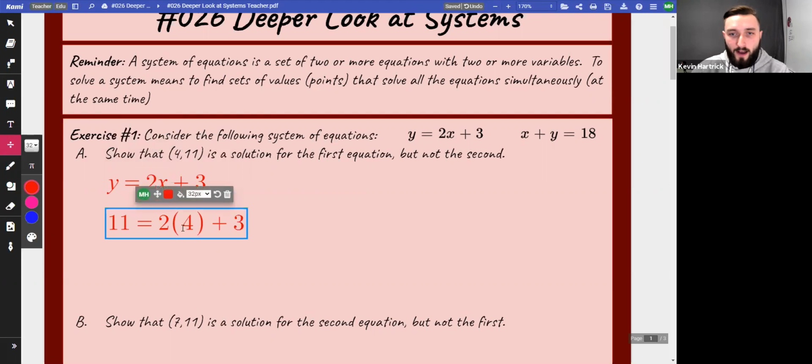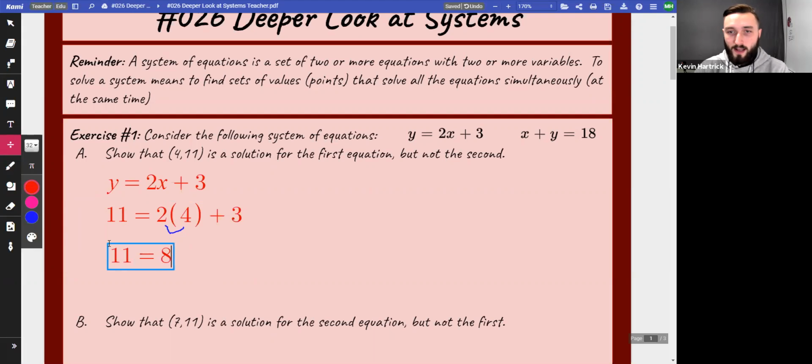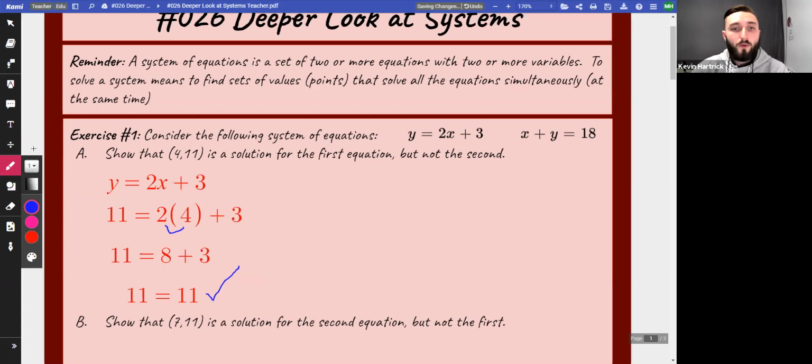And I need to simplify this right-hand side. I've got some operations here. I need to simplify it in order to make sure that my answer is correct. I need to come out with an 11. So 2 times 4 gives me 8. Okay, so I have still my 11 over on this side. Nothing's changed. This is now an 8 plus 3, and 8 plus 3 is indeed 11. So anytime I get both sides being the exact same number, that tells me that this is a correct solution for that equation.